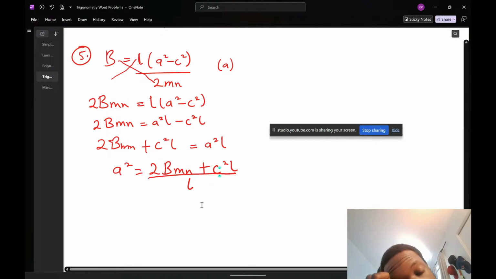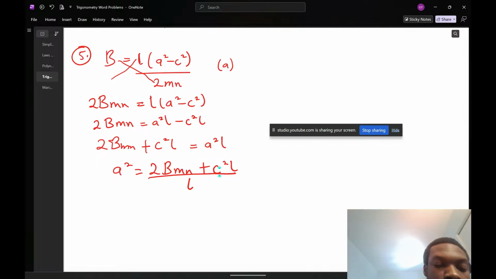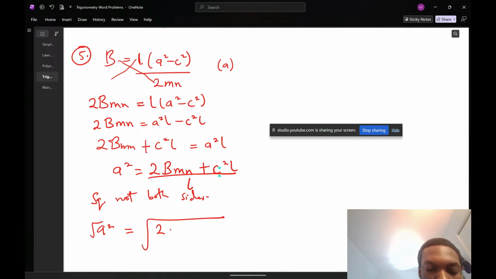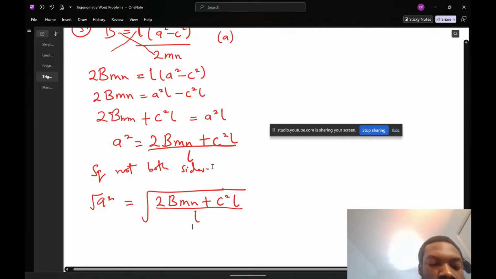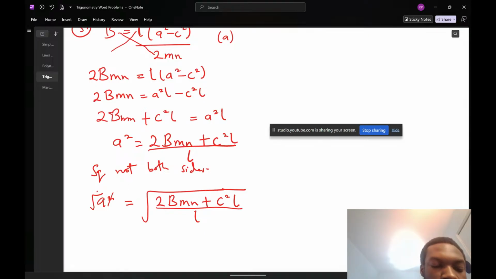So this A squared will become the square root. So what we do is that let's square root both sides. When we square root both sides, we will now see why it is necessary for us to square root both sides. So this is the square root of A squared, and the square root of everything, that's 2BMN plus C squared L, all over L.